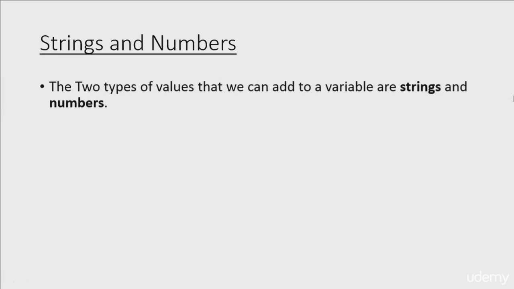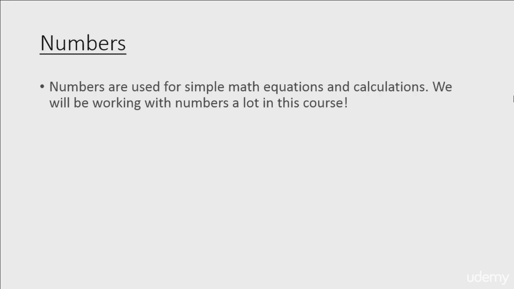So now that you have a good understanding of what variables are, let's talk a little bit about strings and numbers. When you're entering information into a variable, we are adding a value to that variable. But there are two types of values we can add to a variable. These are strings and numbers. Let's go over numbers first.